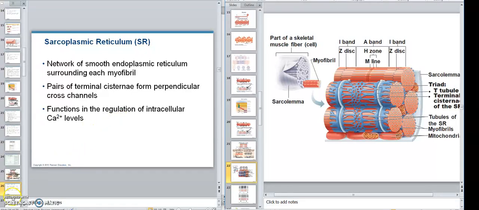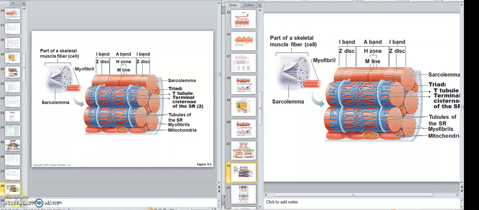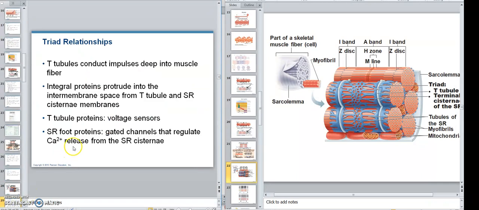All right. Let's see what we have here. The T-tubules are indentations of the cell membrane inward. It's like taking a balloon and poking your finger in, but don't bust it. And it's associated with this pair of terminal cisternae, which gives you the muscle triad. So there's that picture again. There's the triad. We'll talk about that. So we're going to close right here.